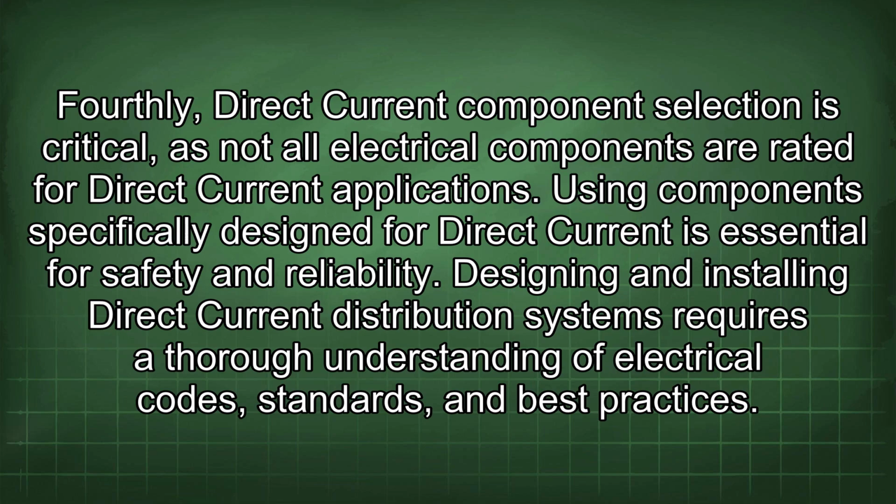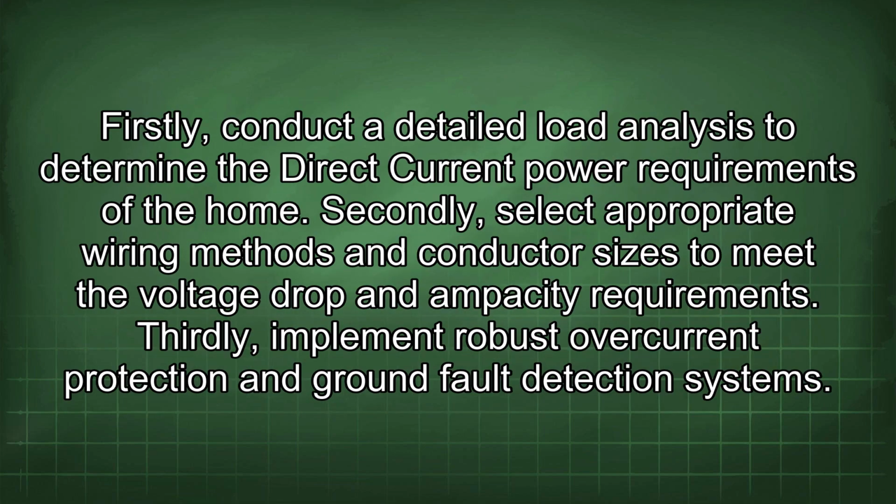Designing and installing direct current distribution systems requires a thorough understanding of electrical codes, standards, and best practices. Firstly, conduct a detailed load analysis to determine the direct current power requirements of the home. Secondly, select appropriate wiring methods and conductor sizes to meet the voltage drop and ampacity requirements. Thirdly, implement robust overcurrent protection and ground fault detection systems.